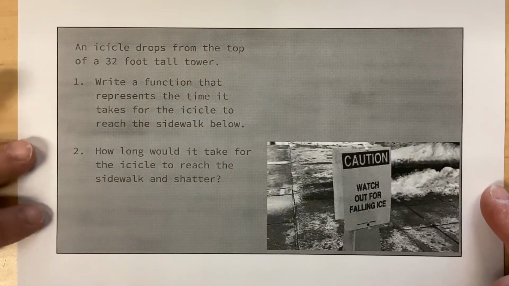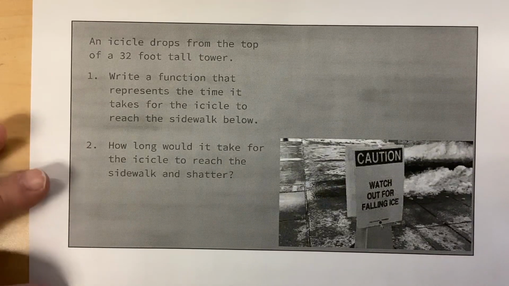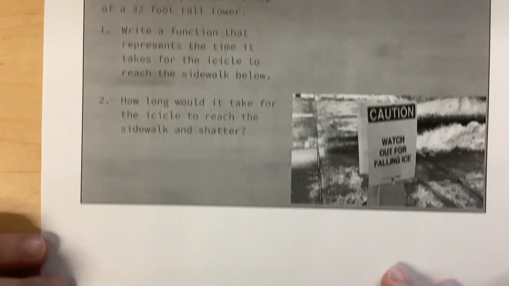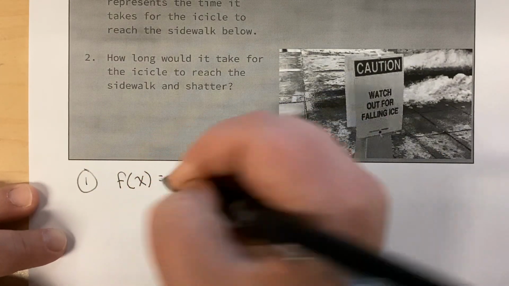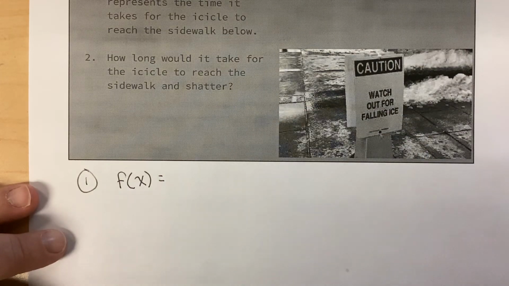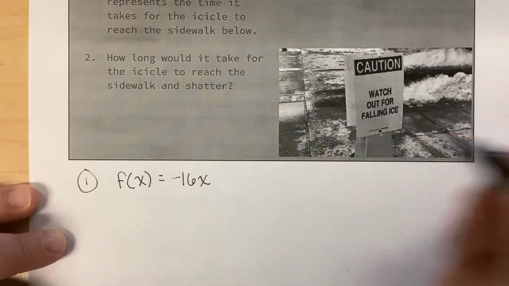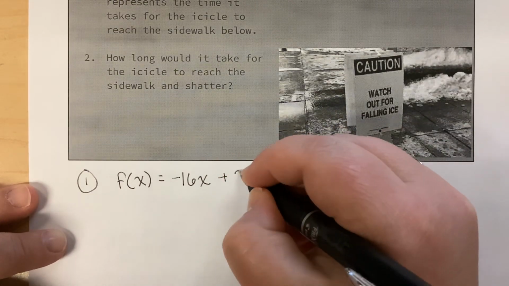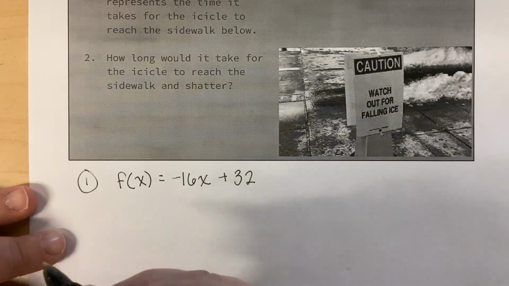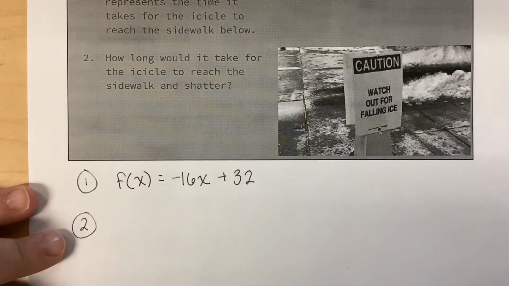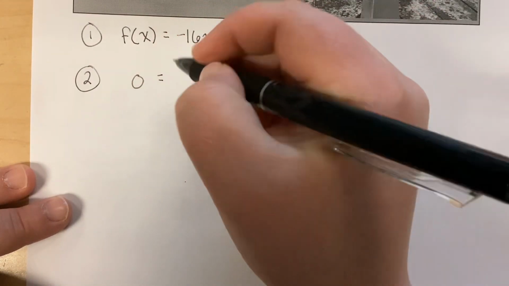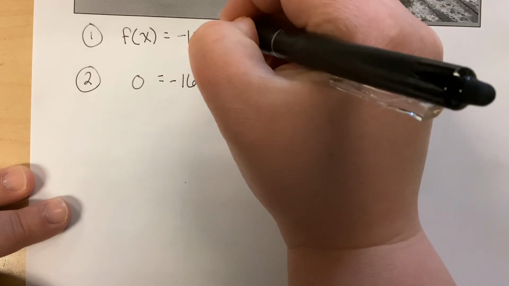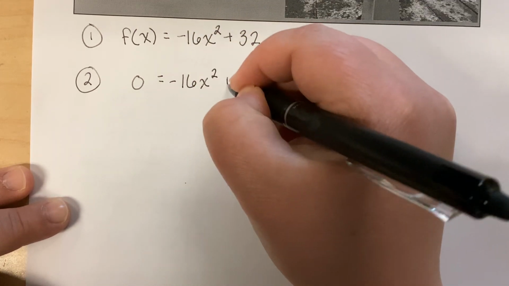Okay, one more. An icicle drops from the top of a 32-foot tall tower. Write a function that represents the time it takes for the icicle to reach the sidewalk below. So if you were paying close attention, you should know that it's always f of x equals. And we're dealing with feet here, and typically feet has a negative 16x squared at the beginning. And then you're always adding on the starting value, which is 32.